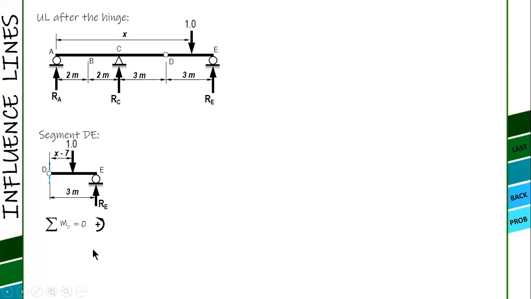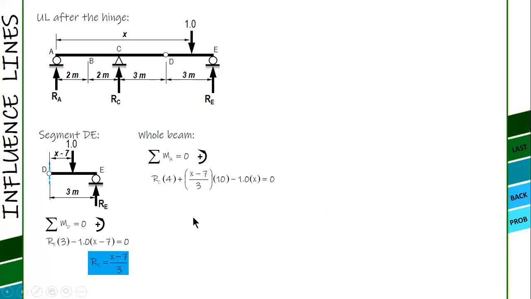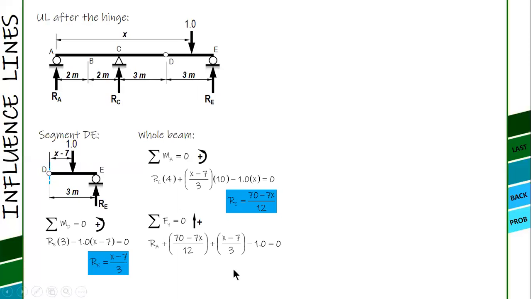And for the moment at D, you have this RE, X minus 7 over 3. And then after this, consider the whole beam again. You sum up moment at A again, and you solve for RC. RC is 70 minus 7X over 12. And then after that, to solve for RA, sum up force along the vertical, and you have this RA.